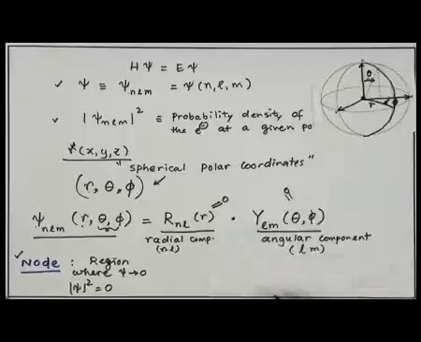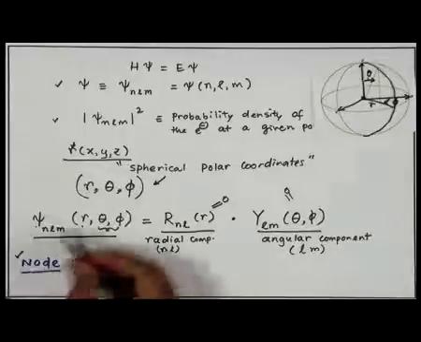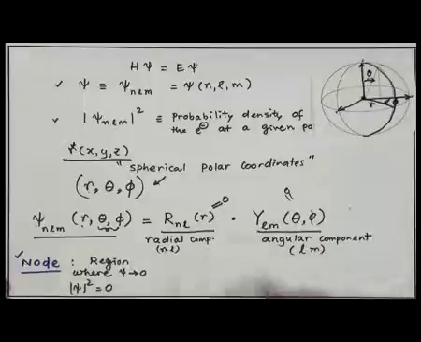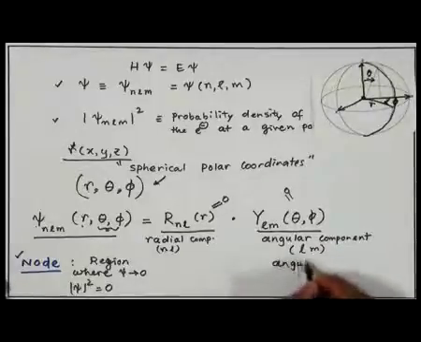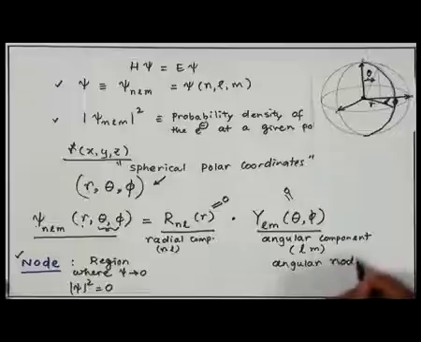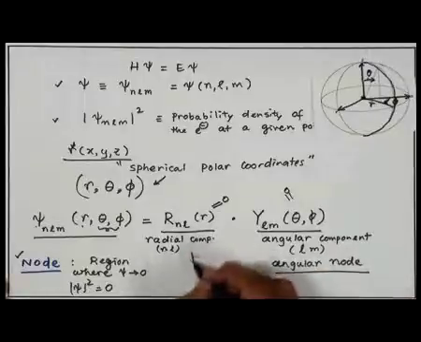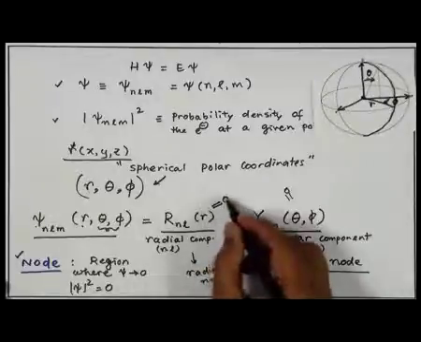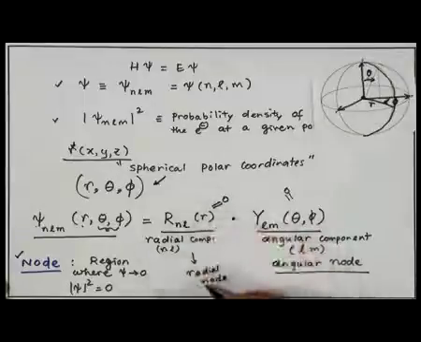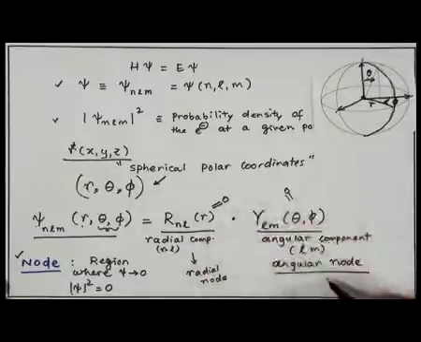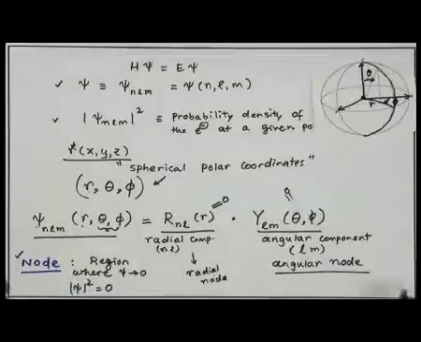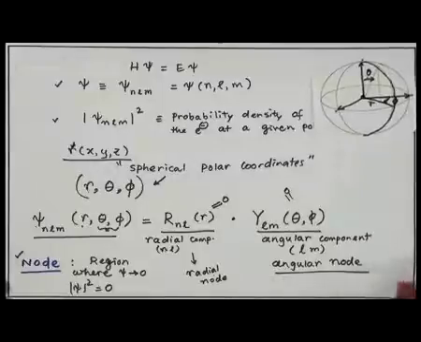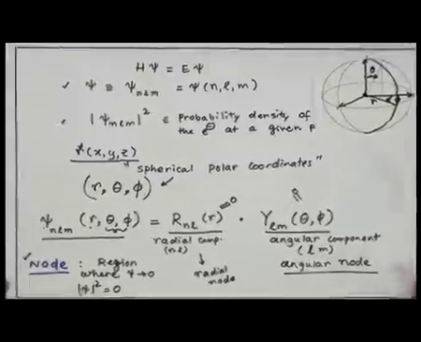When the angular component is 0, that is again a node, because the wave function vanishes. When the angular component is 0, we call that an angular node. When the radial component is 0, we call that a radial node. So, when this radial component is 0, this is a radial node. When this angular component is 0, then we call it an angular node. Now, we will discuss what we can know about these radial and angular nodes. Let us first discuss the angular nodes.